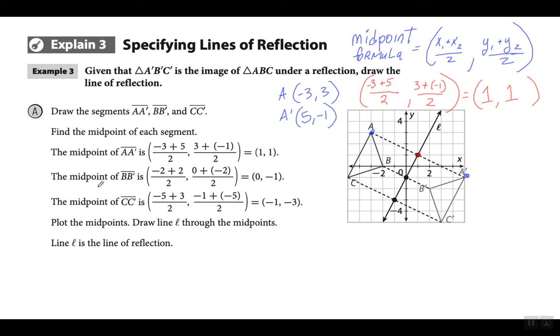They're doing the exact same thing for the midpoint of B and B prime. Let me go to the one that does not have everything written out so that we can go over it step by step. But basically, once they found the midpoints between A and A prime, B and B prime, and C and C prime, that allowed them to put the coordinates of the midpoints, and then you just connect them with a line. And that line is the line of reflection. Once you connect them, that's the line of reflection.